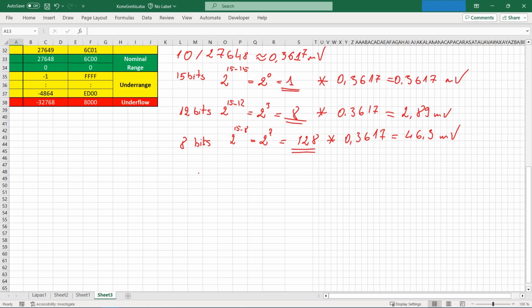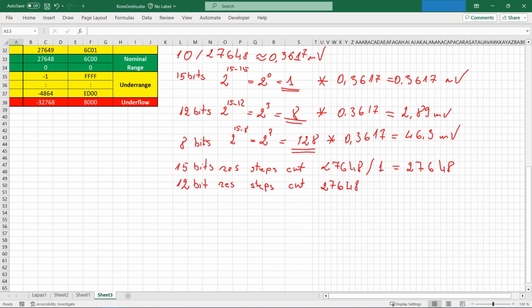Let's find out the count of steps. 15 bits resolution steps count is 27,648 divided by 1 equals 27,648 steps. 12 bits resolution steps count is 27,648 divided by 8 equals 3,456 steps. 8 bits resolution steps count is 27,648 divided by 128 equals 216 steps.